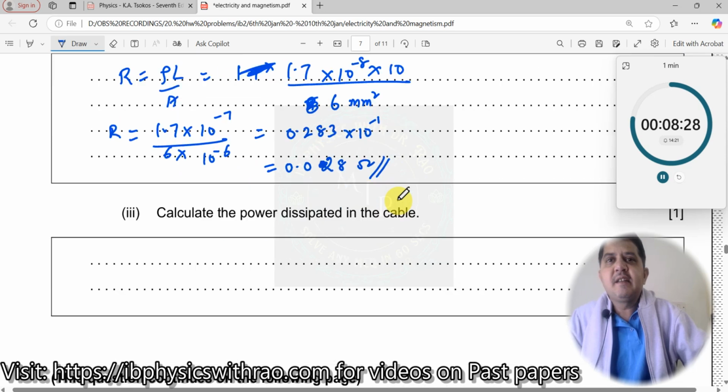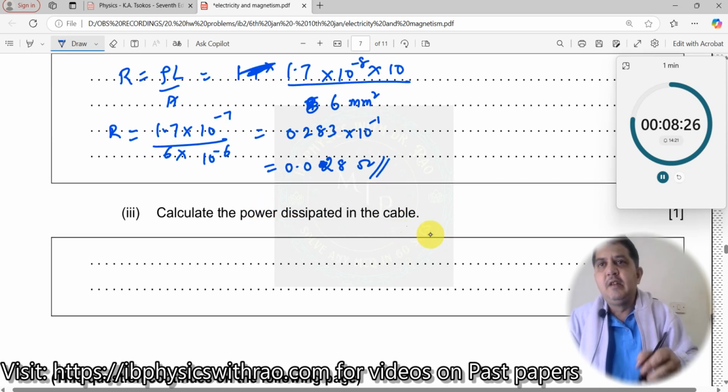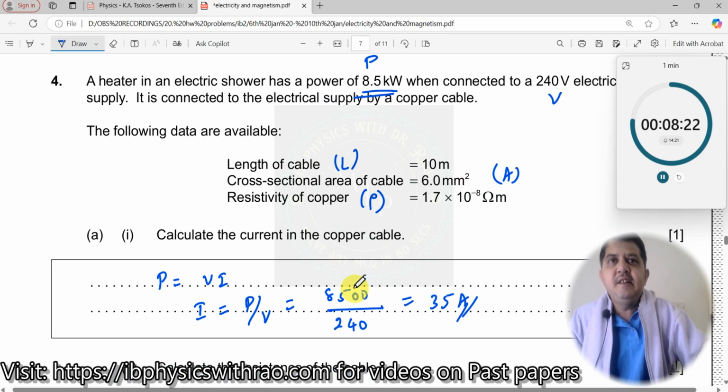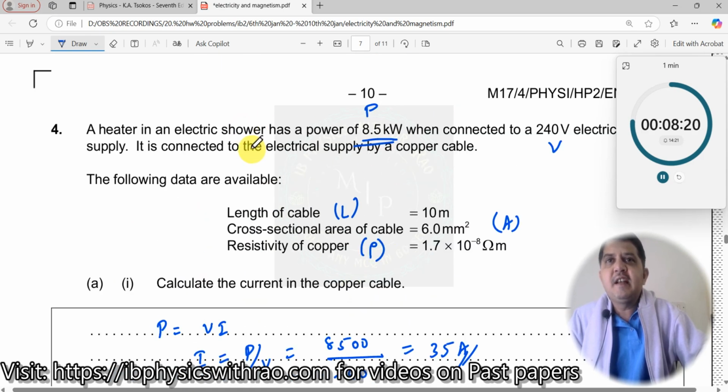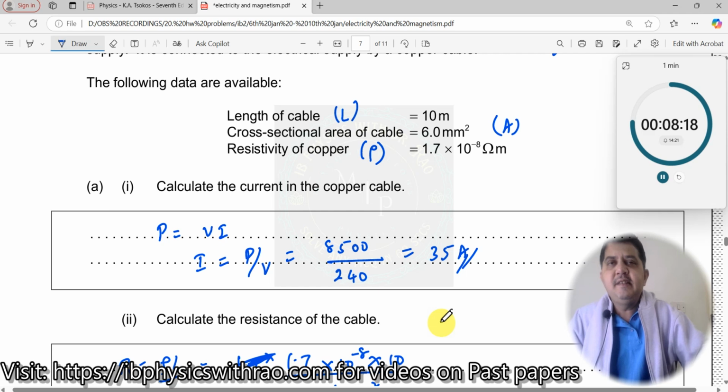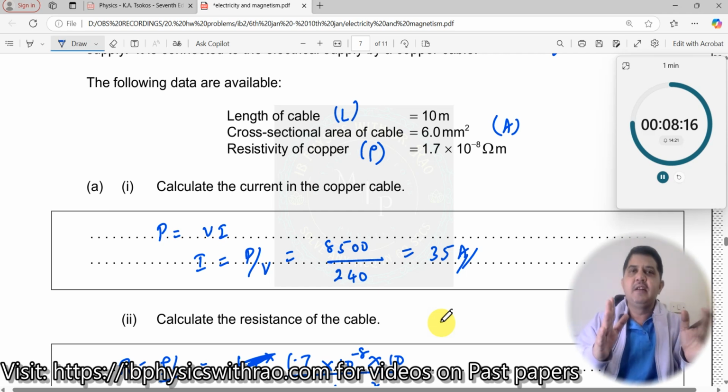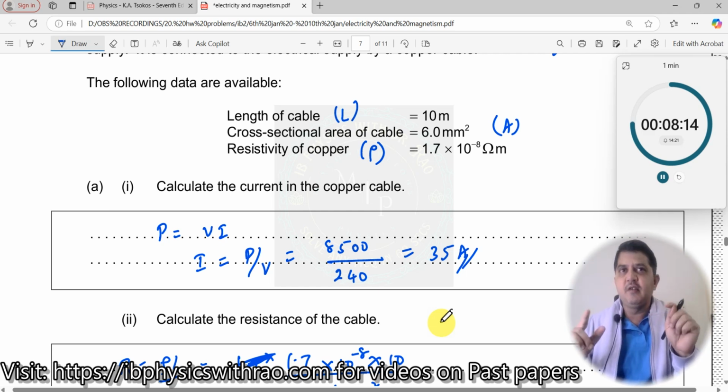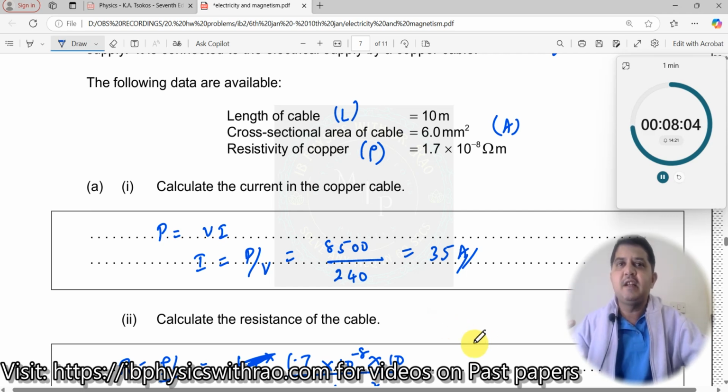Next, calculate the power dissipated in the cable. What is the power dissipated in the cable given by? See, there are two powers here. The first one is the power of the electric shower. The second one is, in order to have this electric shower, there are some cables attached to it. What is the heat which is being dissipated in the cables, right? So definitely when you switch on your geyser, you see that the wires will get heated up. You need to find out that wattage.